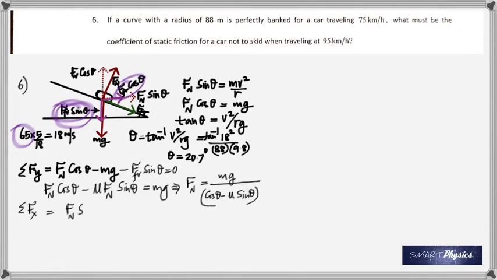Now considering the forces along the x-axis, you have Fn sine theta and you have FFR cos theta. Okay, you see both the forces acting in the same direction, so add them up. That should be equal to the centripetal force. Remember, it's the centripetal force that is going to keep the car on the road. So you get that, and then make Fn the subject from that.